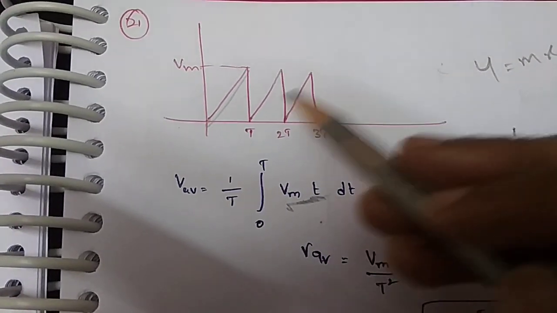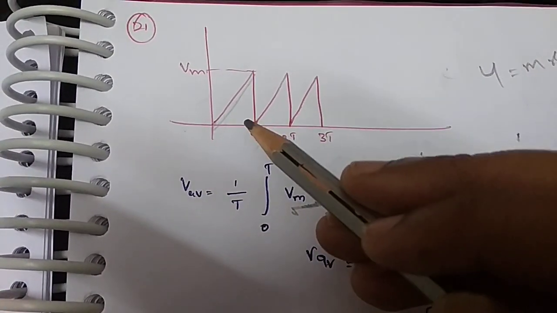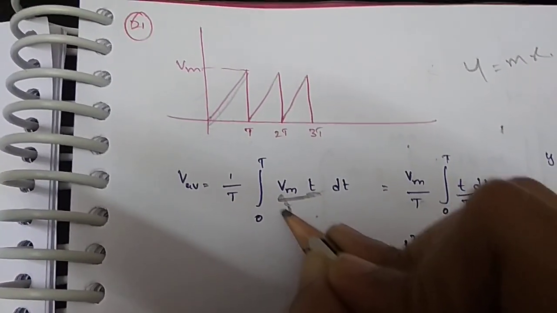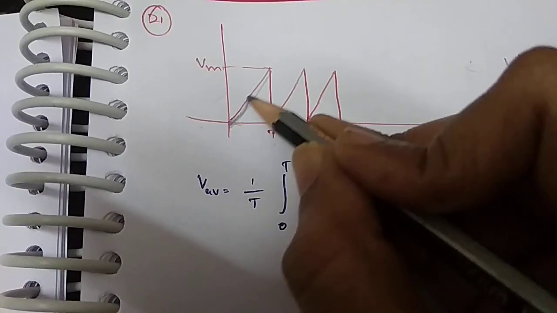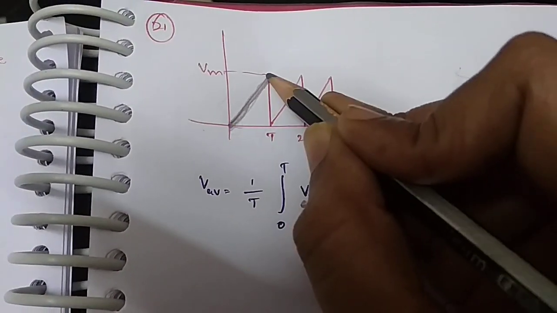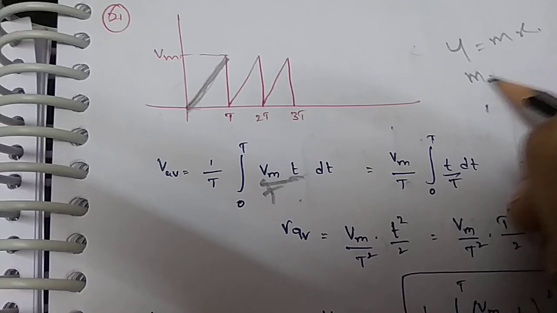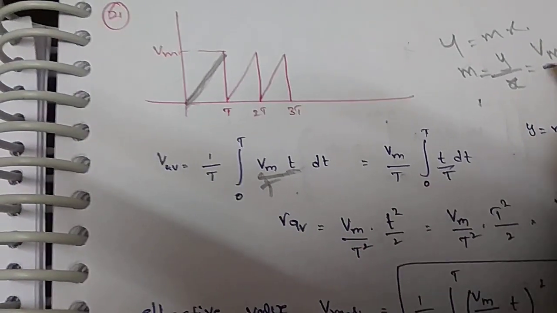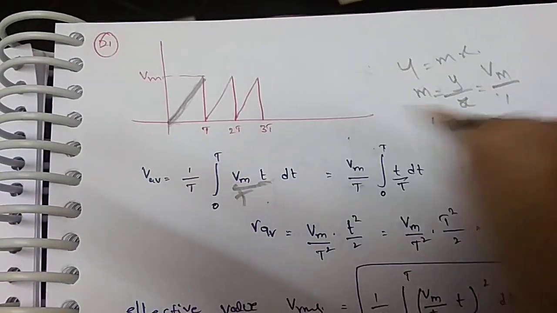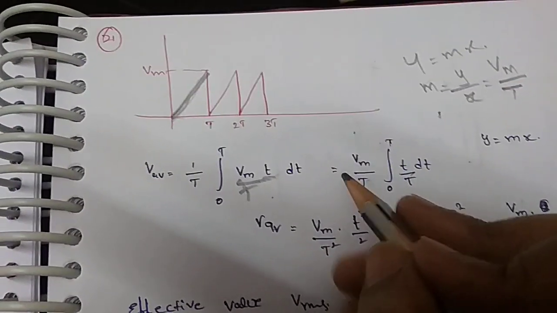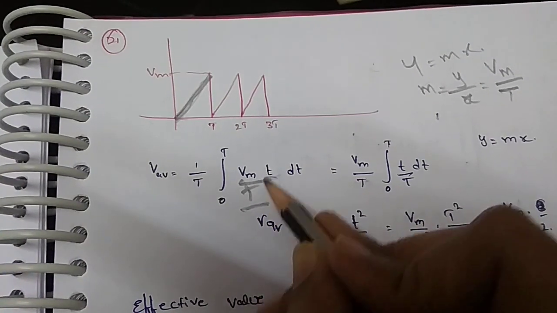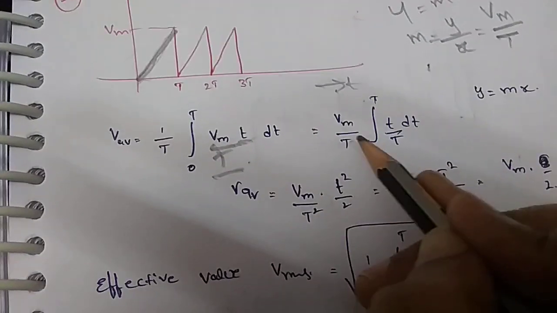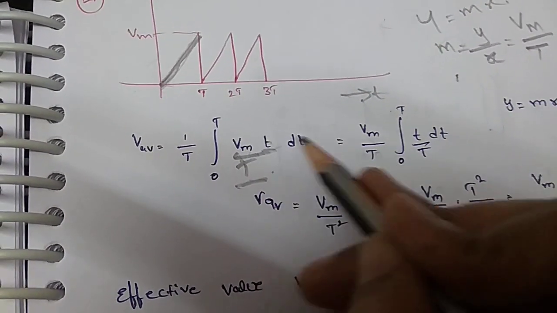Okay, so this is the Vm by t, the slope value. Slope is nothing but y by x, so the y value is nothing but Vm, and your x value is nothing but t. That is your m, and x is nothing but your time axis, so Vm by T into t dt.